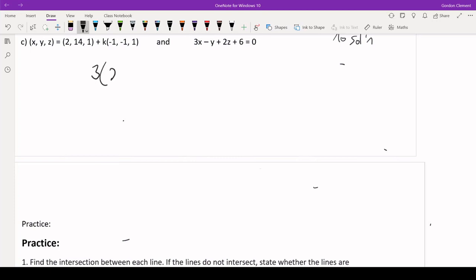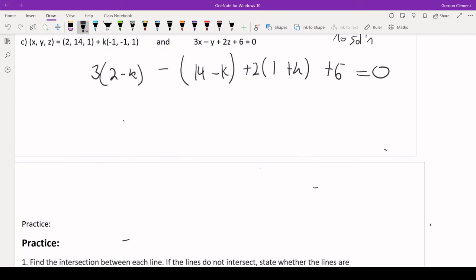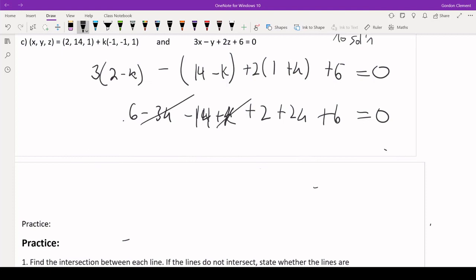So 3 times x, which is going to be 2 minus k if you wrote out the parametrics, minus y, which is going to be 14 minus k if you write out the parametrics for y, plus 2z, which is 1 plus k, plus 6 equals 0. This is the equation we get. And we get 6 minus 3k minus 14 plus k. It's a 14, not a k. I was getting myself confused. This is the k. So you have -3 plus 1 plus 2, and the k's all go away.